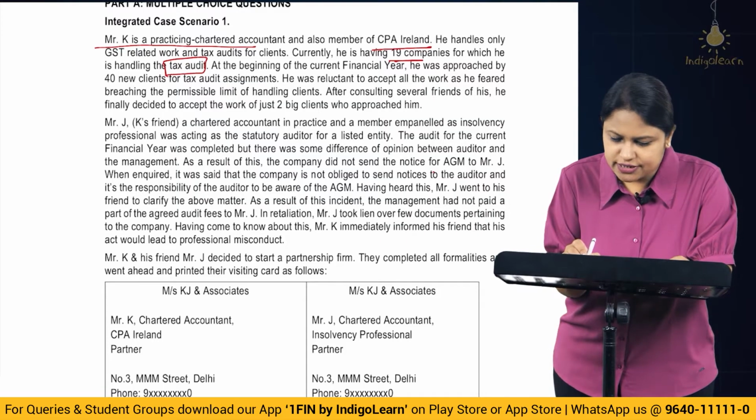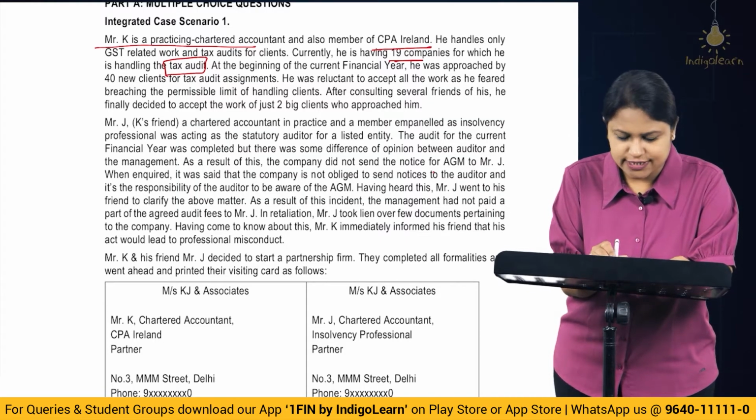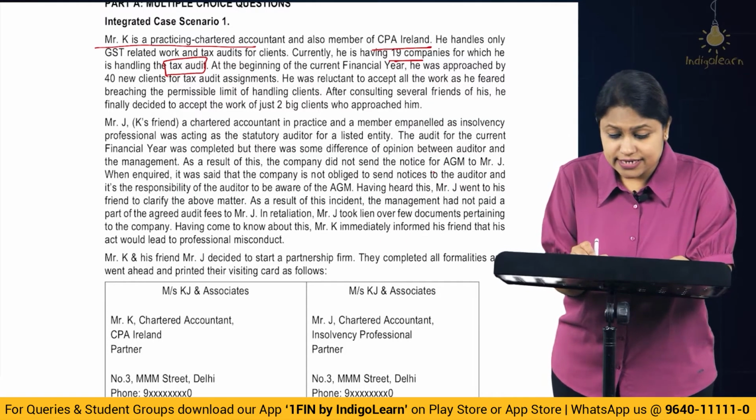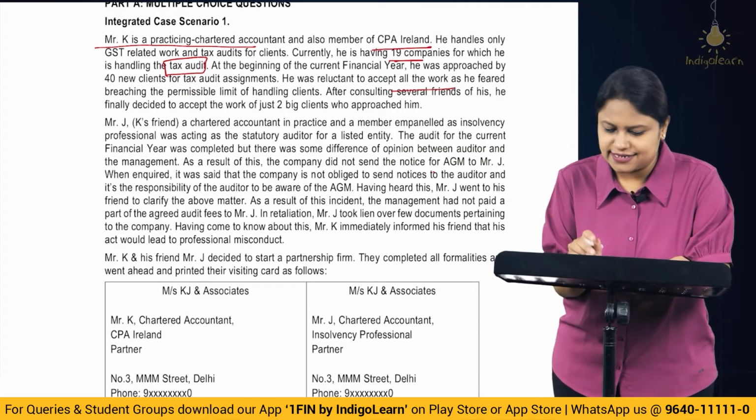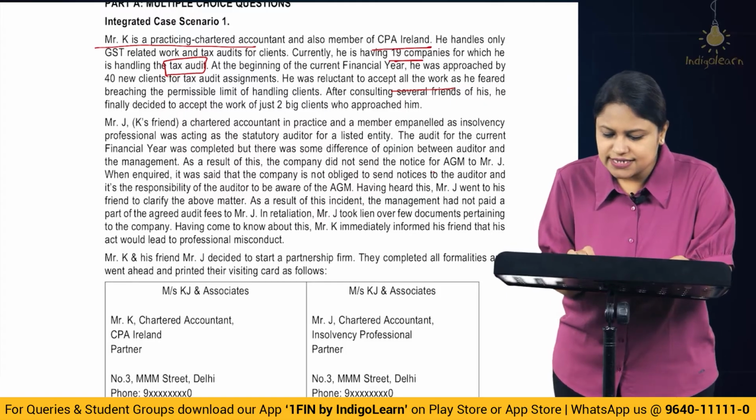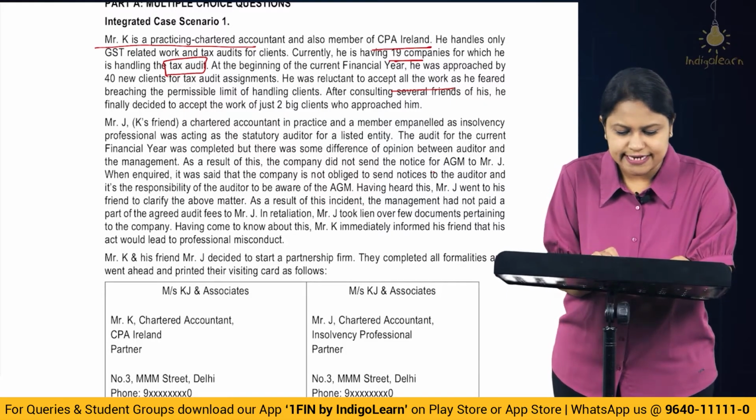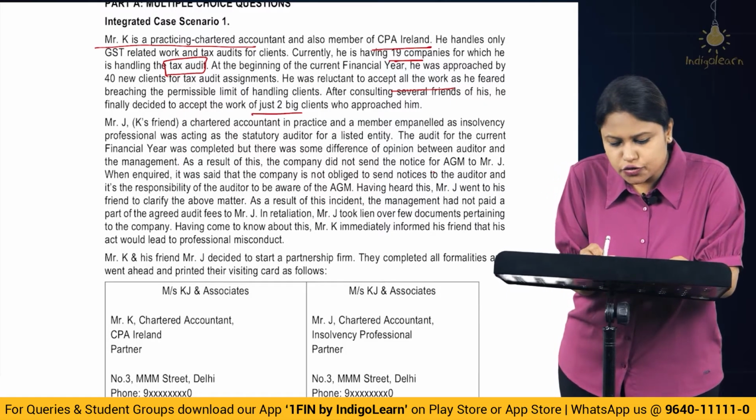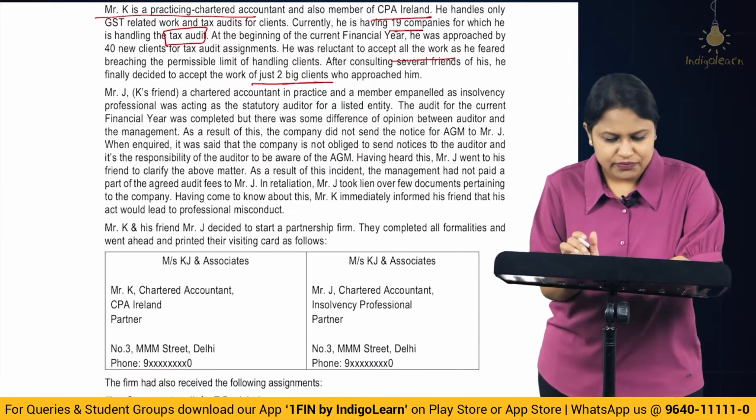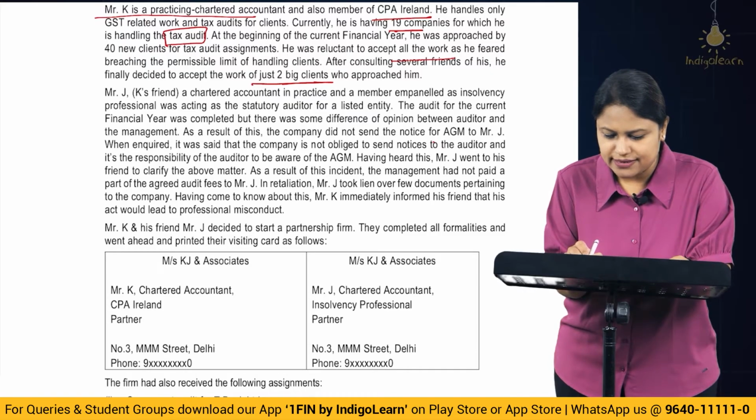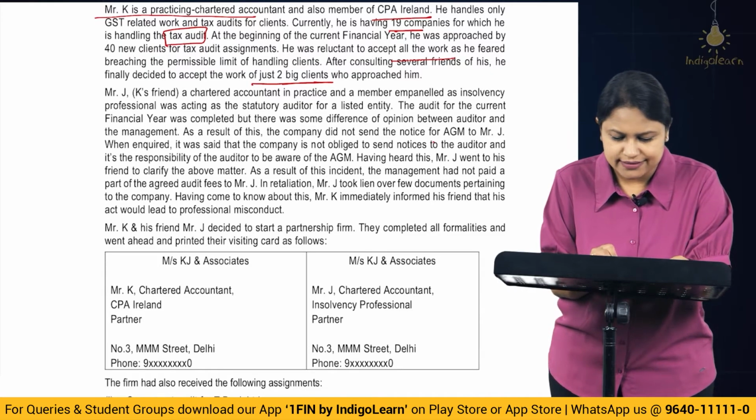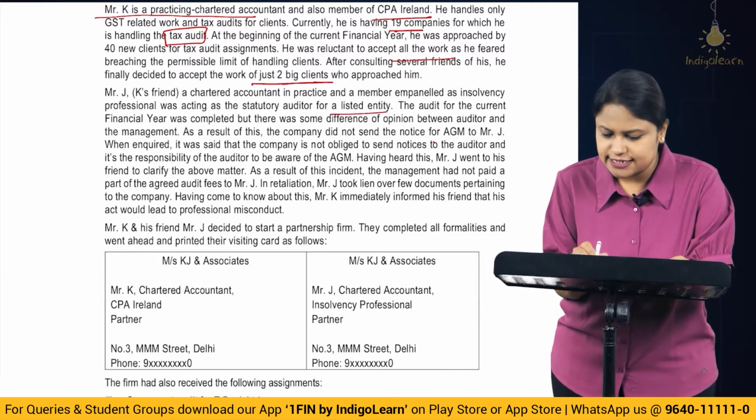In the beginning of the financial year, he was approached by 40 new clients for the tax audit assignments. He was reluctant to accept all of them as he feared breaching the permissible limit on handling the clients. Okay, after consulting several friends of his, he finally decided to accept work of just 2 big clients who approached him. Mr. J, K's friend, a chartered accountant in practice and a member empaneled as insolvency professional, was acting as a statutory auditor for the listed entity.